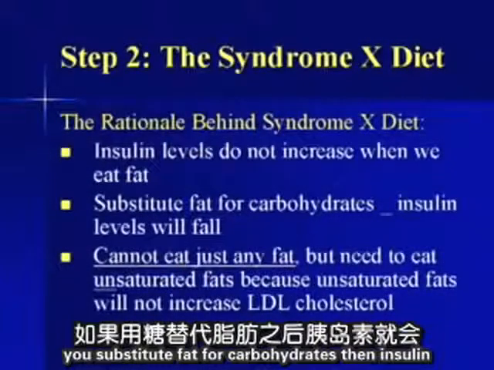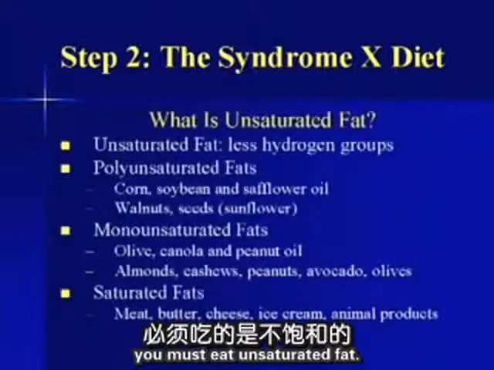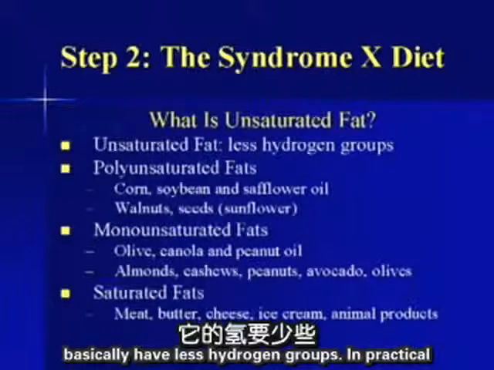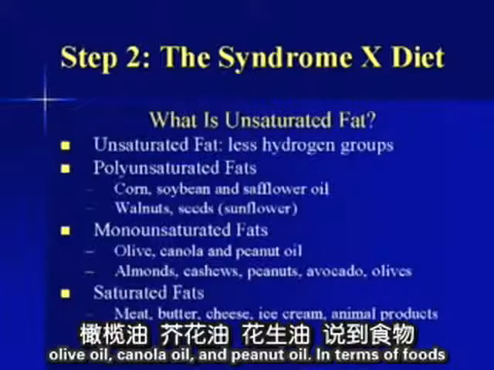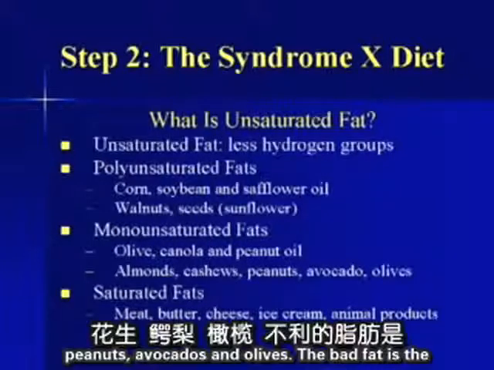If we substitute fat for carbohydrates, our insulin levels will fall. Once again, you cannot eat just any fat, but you need to eat unsaturated fats. So what are unsaturated fats? Unsaturated fats basically have less hydrogen groups, but in practical terms, they consist of foods like corn oil, sunflower oil, olive oil, canola oil, peanut oil. In terms of foods, they include nuts, almonds, cashews, peanuts. They include avocados and olives.